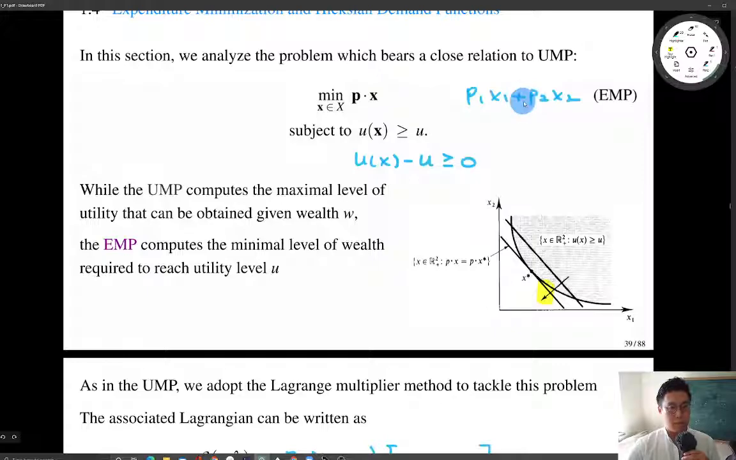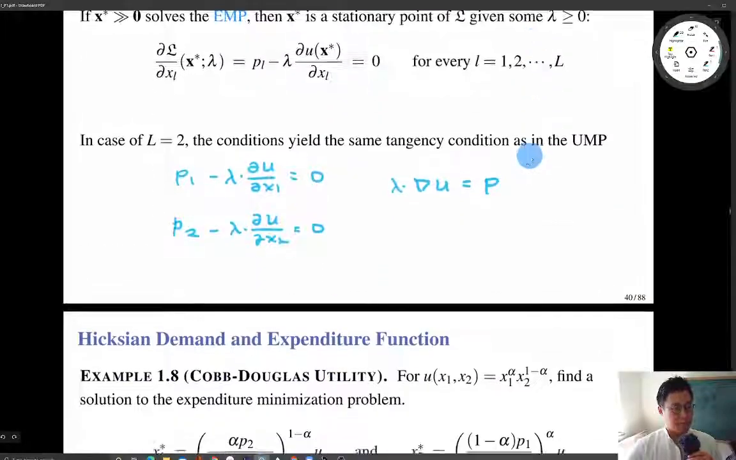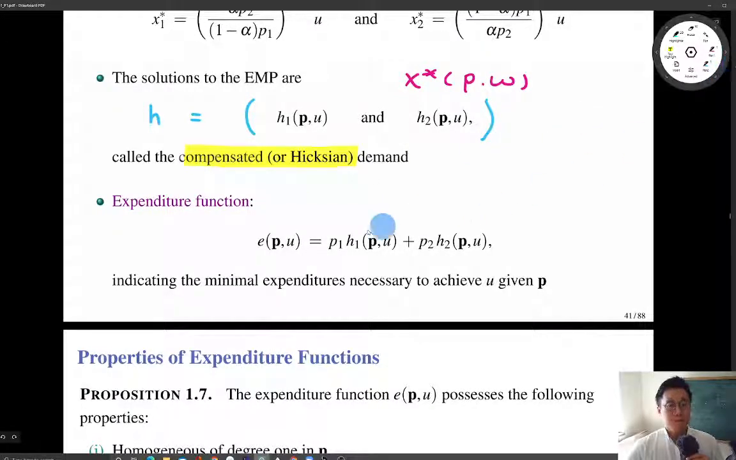That is what we want to minimize. Okay, and we found a solution for x1 and a solution for x2. And if we substitute this optimal solution, the Hicksian demand, into this expenditure, then this gives us P1 H1 + P2 H2. All right, and this is called the expenditure function. So it can be regarded as the value function from the expenditure minimization problem.